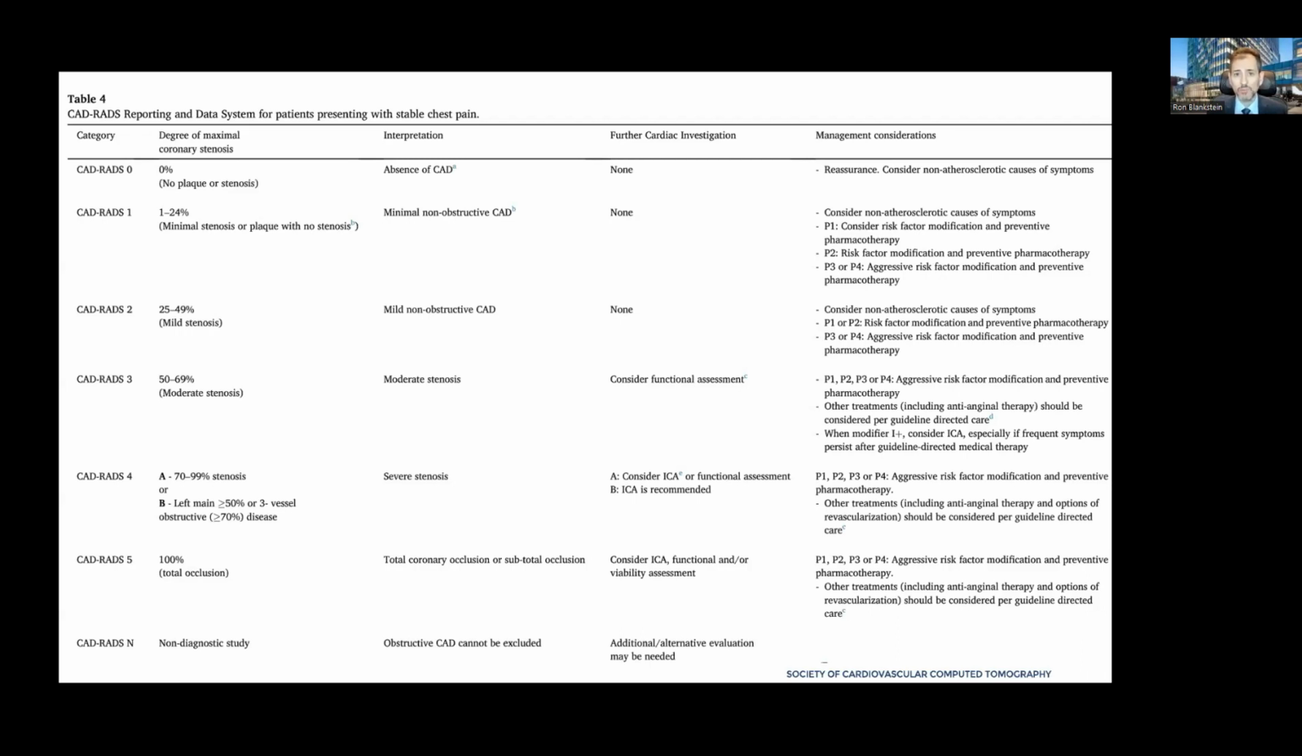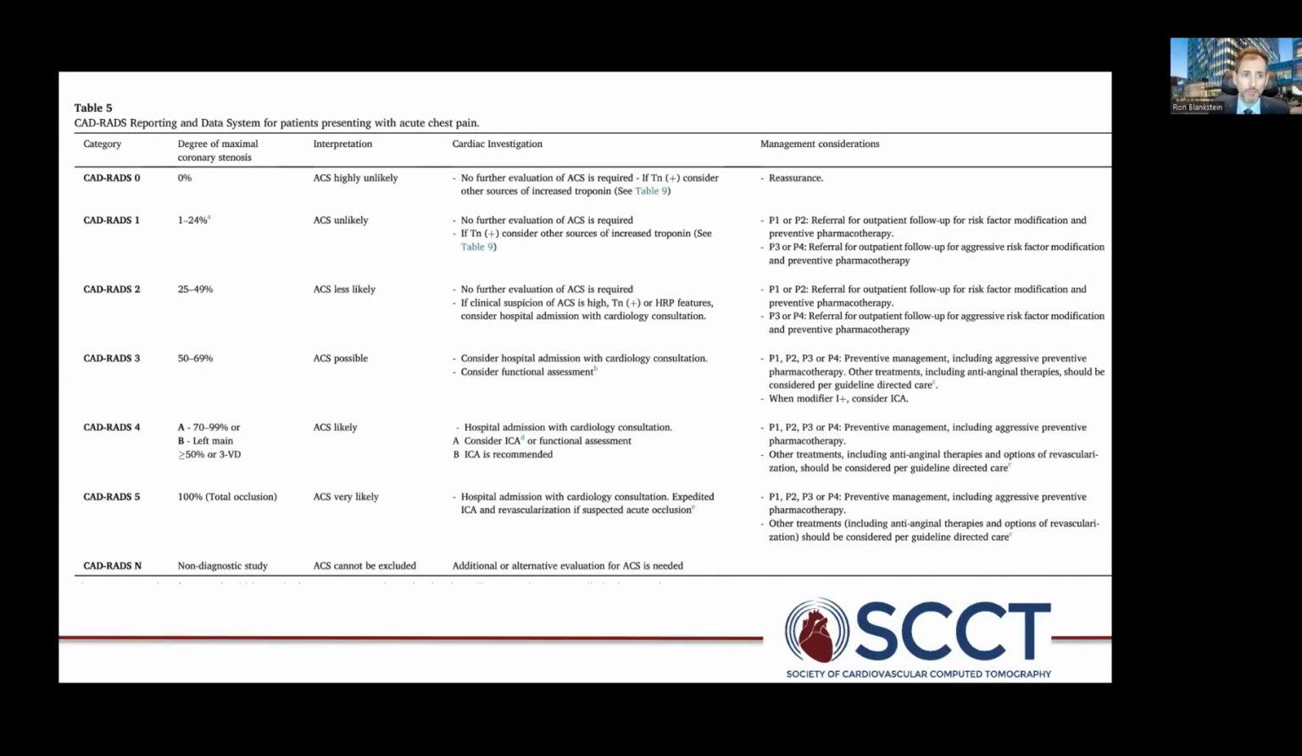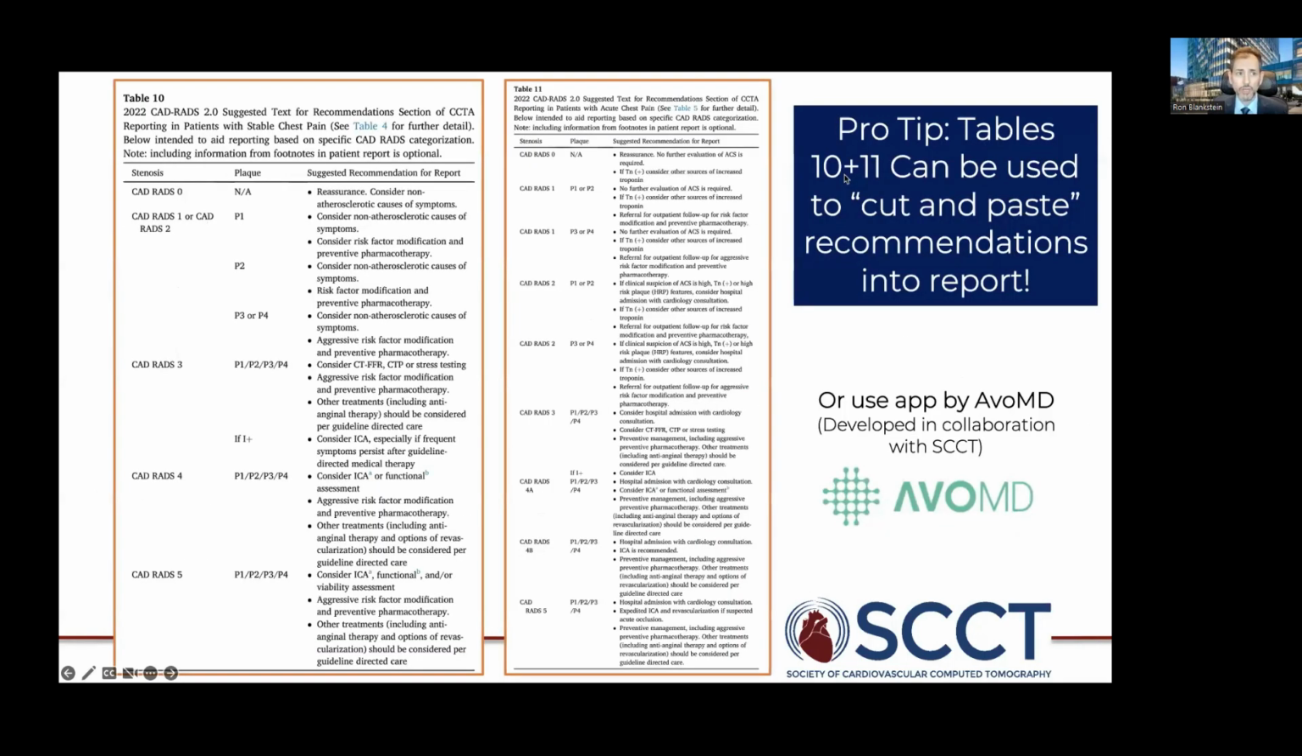And that's what recommendations we may provide clinicians for management. And those will differ depending on the amount of plaque. Again, that's a big change from the last CAD-RADS. So similar for table 5 for acute chest pain, we also have cardiac investigation, and then we have management considerations. But instead of table 4 and 5, I actually wanted to share with you tables 10 and 11, which really take the exact same information, but they try to distill it down to specific bullet points for the key recommendations we would give in every scenario.